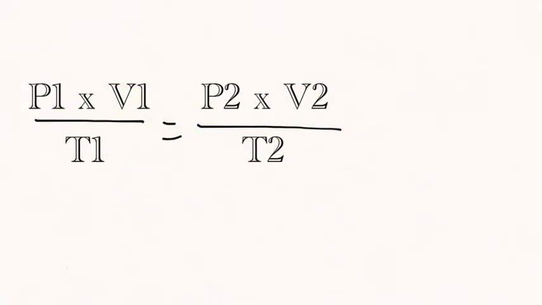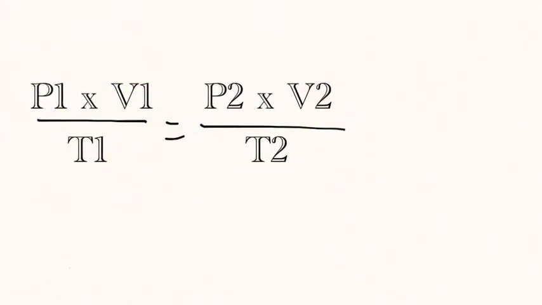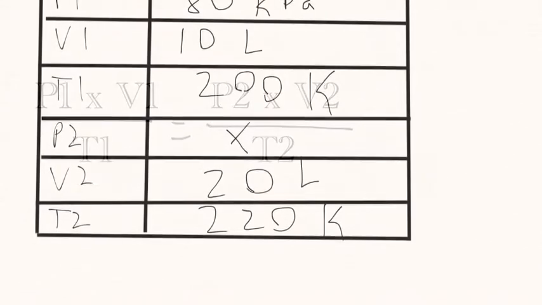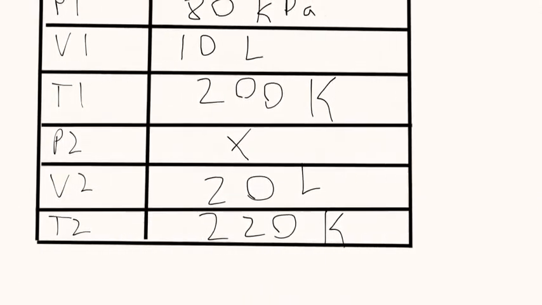The next problem is a cylinder contains a gas of volume 10 liters at a pressure of 80 kilopascals and a temperature of 200 Kelvin. Find the pressure of the gas, which has a volume of 20 liters at a temperature of 220 Kelvin. The same formula will be used. Once again, we can make a data table.